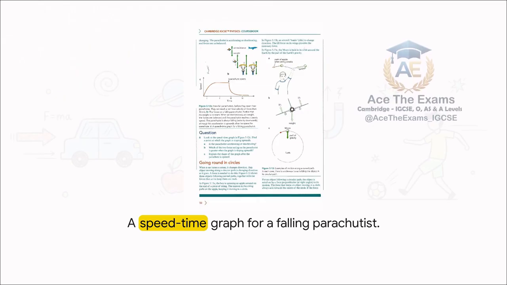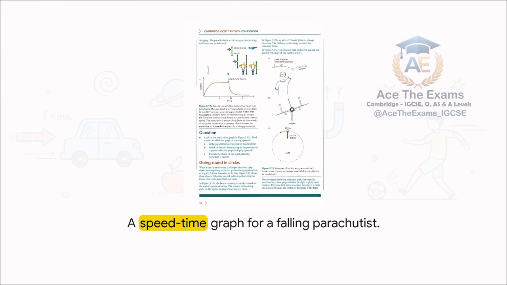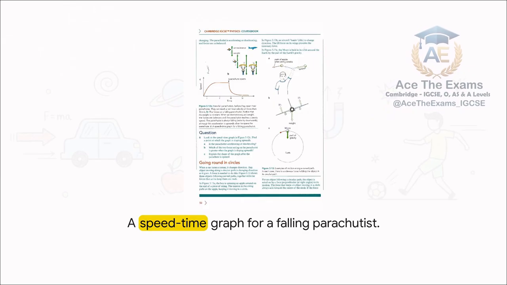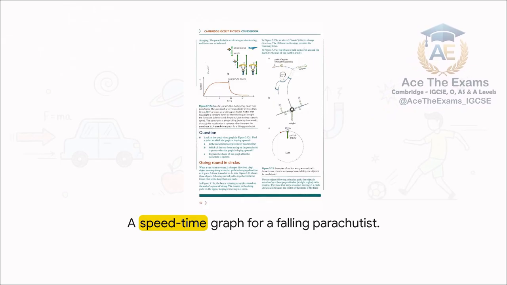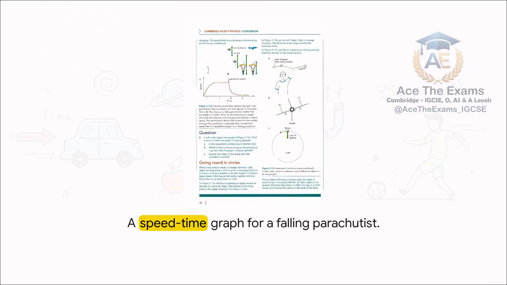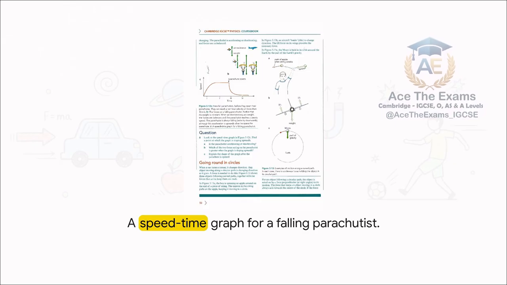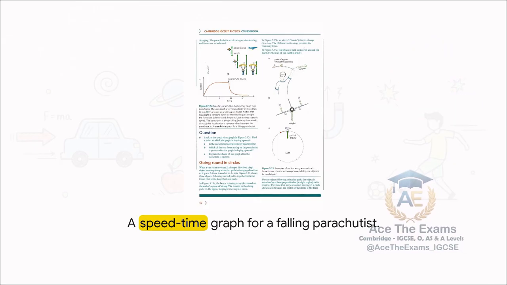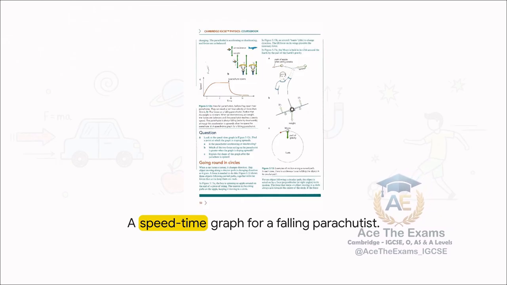Point: initially, the weight is greater than the air resistance, causing a downward acceleration. Evidence: as the speed increases, the upward force of air resistance also increases. Explanation: eventually, that upward air resistance exactly balances the downward weight, making the resultant force zero. Link: therefore, the parachutist stops accelerating and reaches a constant maximum speed, which we scientifically define as terminal velocity. Boom. That right there is a 100% mark potential answer. It justifies the physics perfectly.